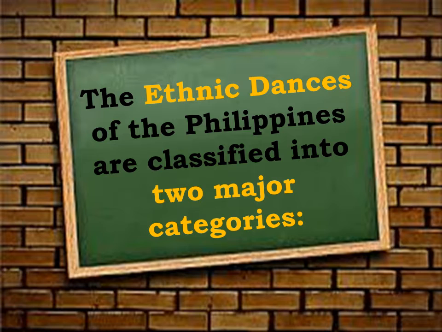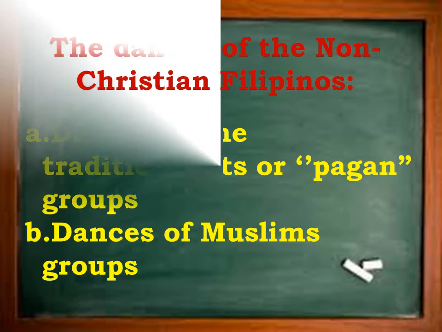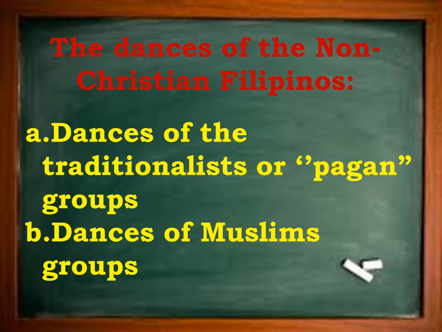So now, let's proceed to the ethnic dances of the Philippines. So the ethnic dances of the Philippines are classified into two major categories. The first category is the dances of the non-Christian Filipinos. Letter A, dances of the traditionalist or pagan groups. When we say pagan, it is a person or a group of people holding religious beliefs other than those of the main world religions. Letter B, dances of Muslim groups.